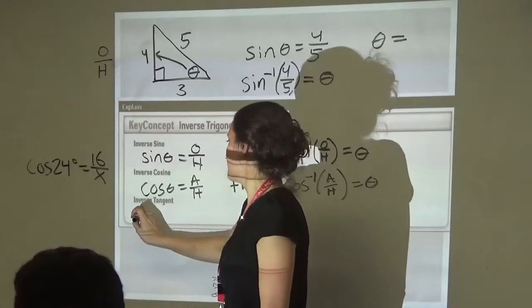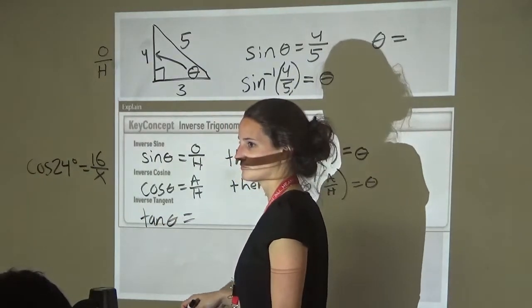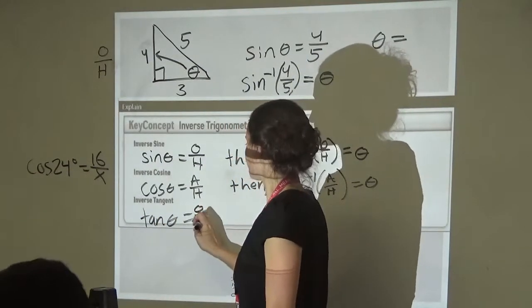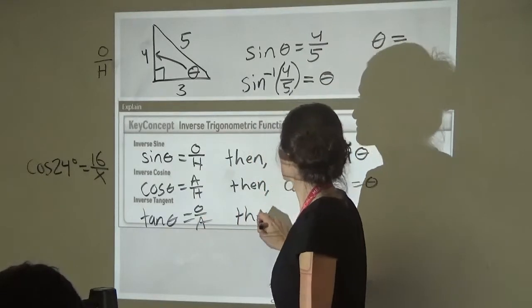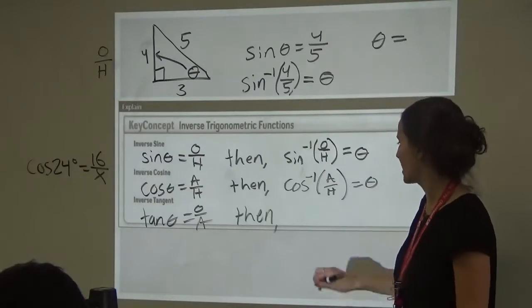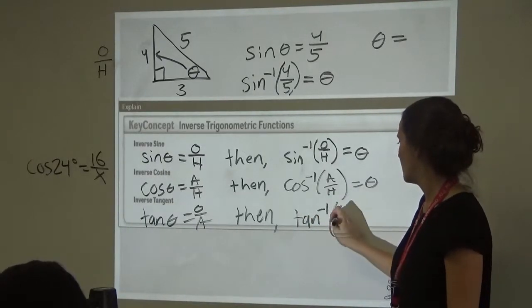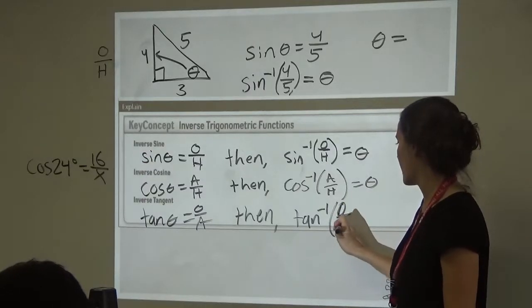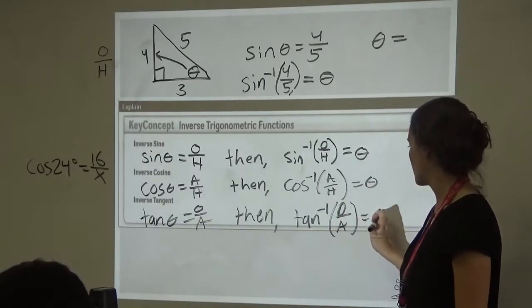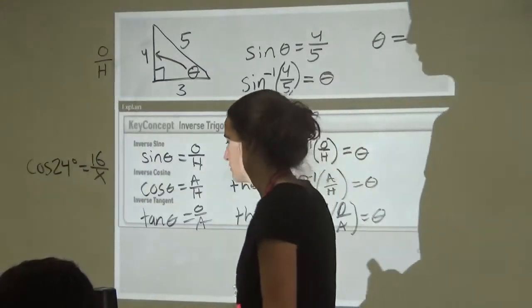Okay, and last step. Because tangent of theta is what over what? Opposite over adjacent. Good. Then you should be able right now, following the pattern, to fill this out, but then inverse tangent of O over A should be equal to theta. I'll give you about 5 more seconds to make sure you have those.